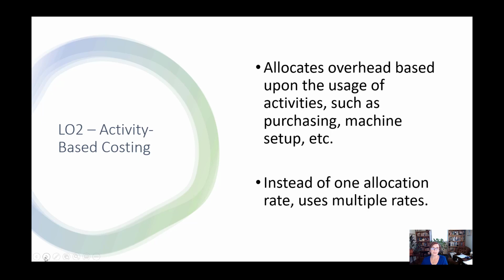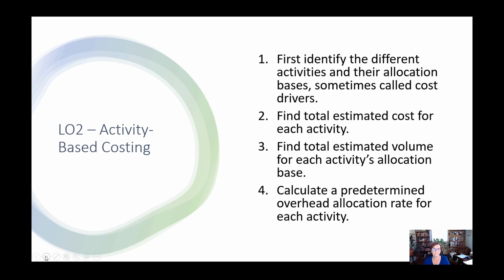Now let's take a look at activity-based costing. It's not really too scary. It's basically you're doing the same thing that we just did, only instead of one allocation rate, you're going to have multiple allocation rates. And the rates are based upon usage of activities. So the company puts the costs together into what they call activity cost pools. So they add up all of the costs associated with particular activities, such as purchasing or machine setup.